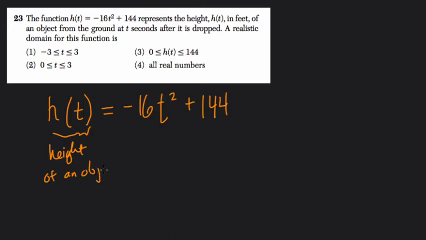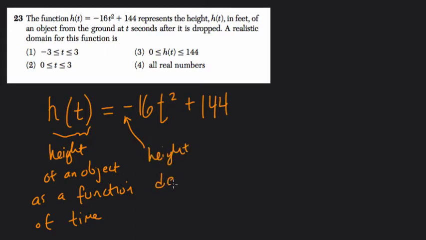Another way you can say that is it's the height of an object as a function of time. And we're also told, and this corresponds to this negative value right here, that the height is decreasing over time. If that's not clear, think about what it's saying. It's saying that the item is being dropped. So say we have this item right here and it's being let go. It's going to fall downward, right? Gravity will pull it downward. So we expect that over time the height of this object is decreasing.